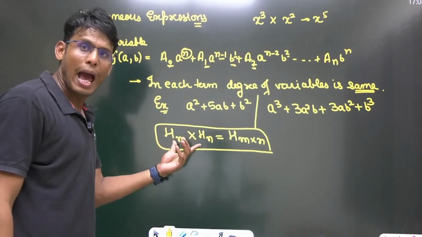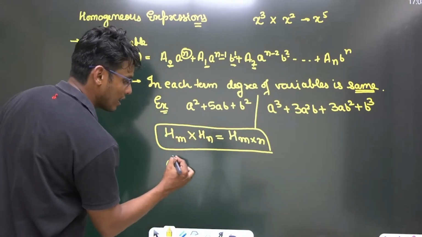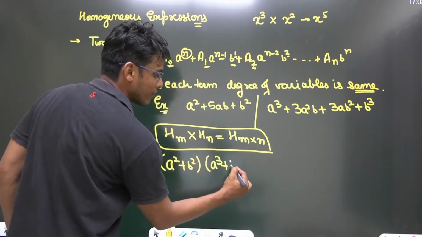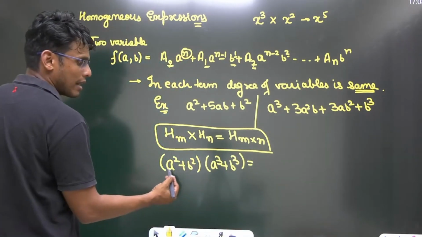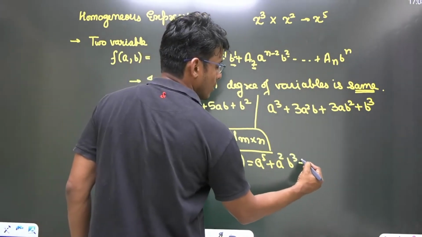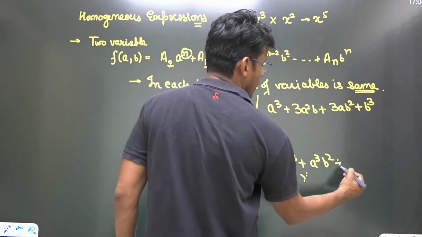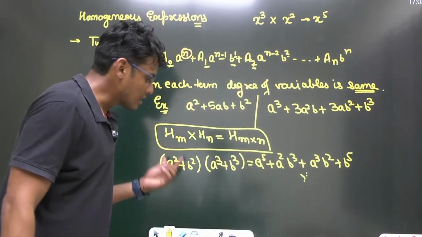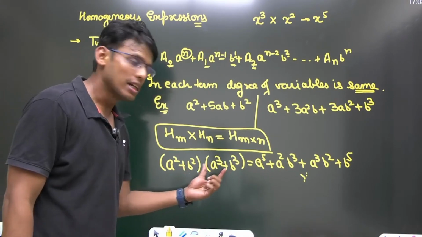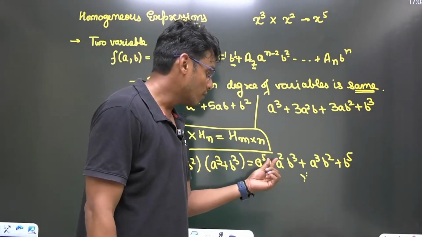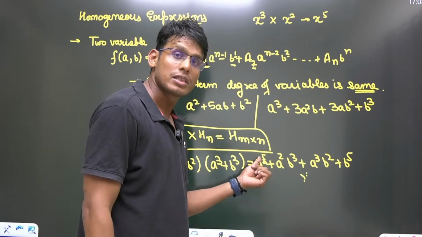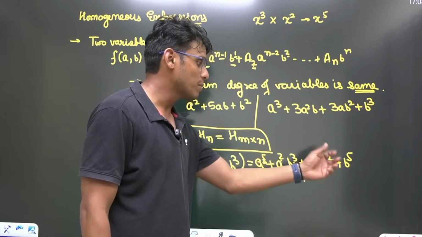So let's see the application of this. I take a 2 degree expression, I multiply it with a 3 degree expression. What do I get? Just simply multiply it. a to the power 5 plus a square b cube plus a cube b square plus b to the power 5. Can you see that this is a homogeneous expression of degree 2? This is a homogeneous expression of degree 3. When you have multiplied it, you get a homogeneous expression of degree 5. 2 plus 3 is 5. You can see here, the sum of the exponents of the variables is 5. 2 plus 3 is 5, 3 plus 2 is 5.